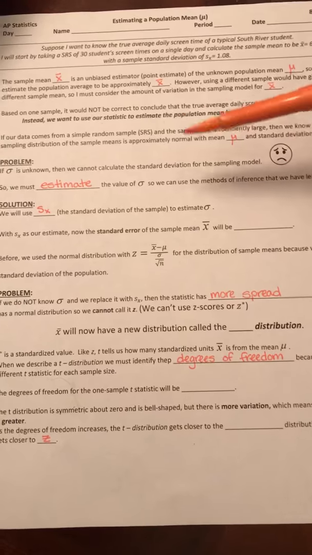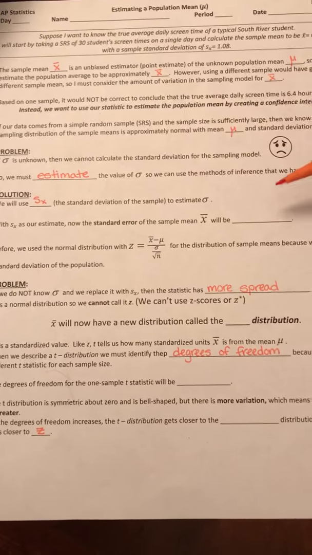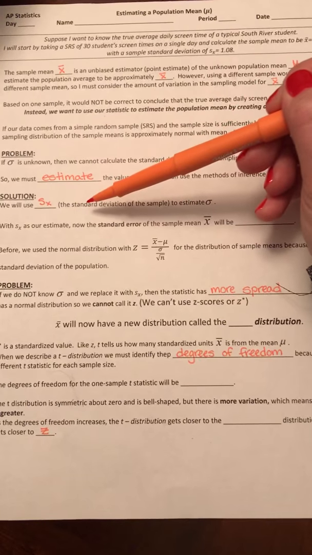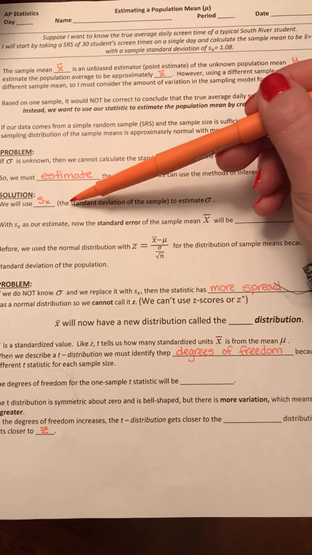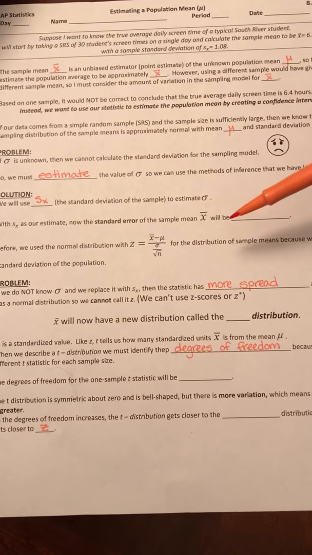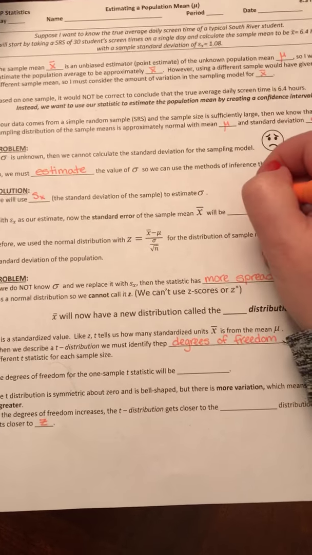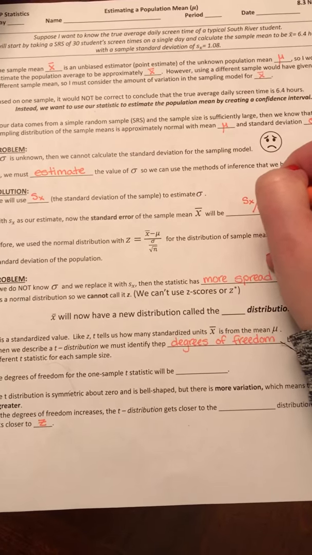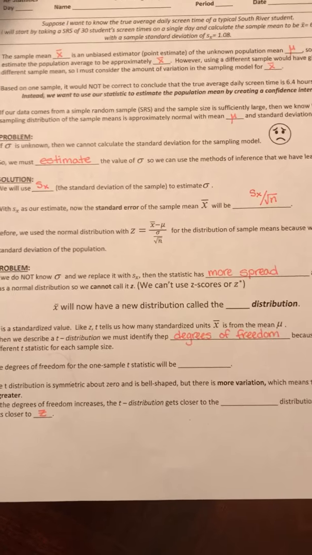So instead, we're going to estimate sigma so we can use our inference methods. To do that, we're going to use the standard deviation from our sample, the spread from our 30 students. We're going to use the 1.08 hours. With that as our estimate, the standard error of our sample mean is going to be that sample standard deviation divided by the square root of n. Same formula, just using a different standard deviation.